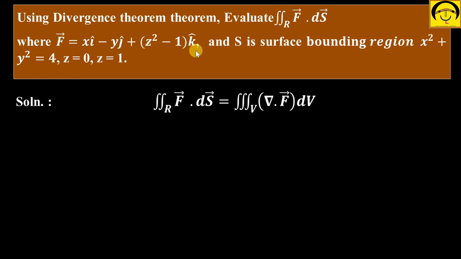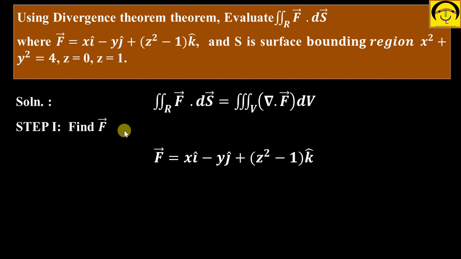F is already given. S is the surface region bounded by x square plus y square equal to 4 and z equal to 0. I have solved a similar question in that video. I gave this problem just to see, but many of the people have not solved this problem. That's why I have to solve this and provide you the solution. Many students have also asked me to provide the solution.